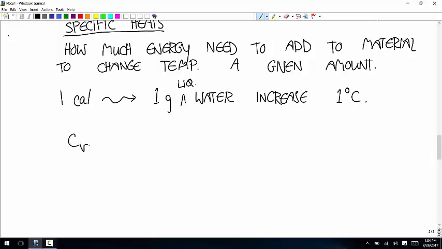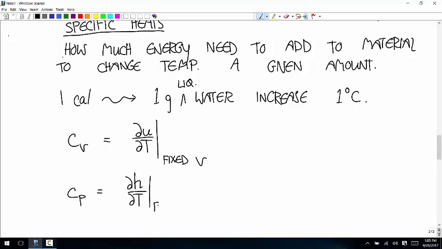The first one, C sub V, is the constant volume specific heat. The definition of that is the partial derivative of u with respect to temperature, evaluated at a fixed volume. That's what the sub V means. And the specific heat for constant pressure is the partial derivative of the specific enthalpy with respect to temperature, evaluated at a fixed pressure.